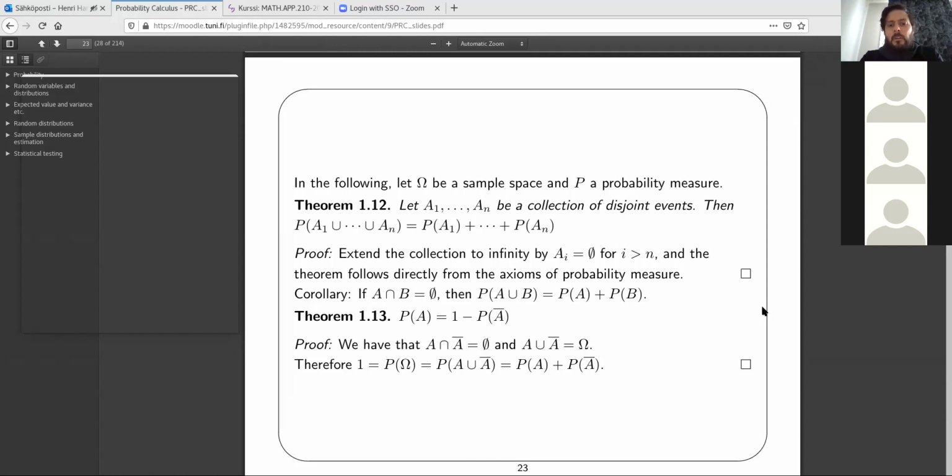And an important corollary, and usually the only place where we use this, not always, but the most often used place, is that if we have two events that are disjoint, then their probabilities can be added.